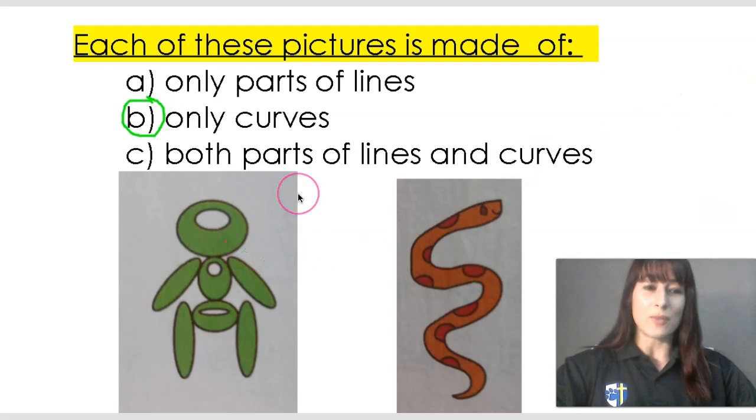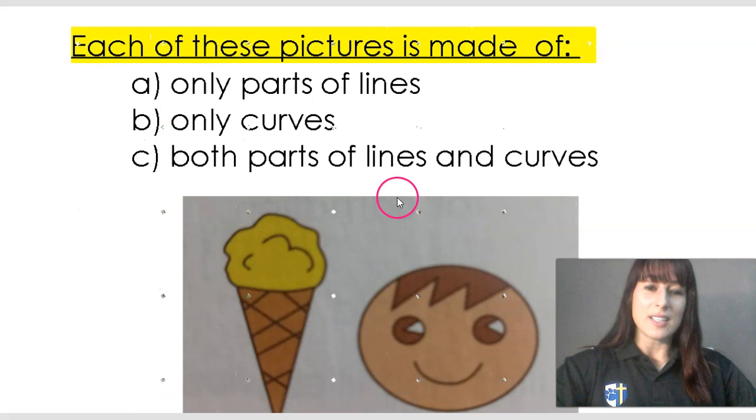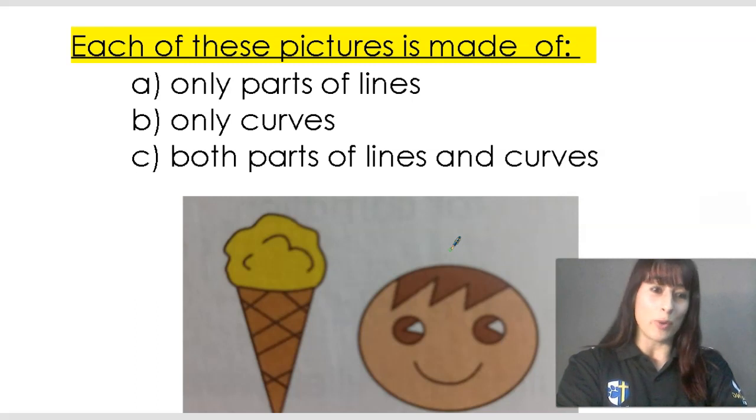Let's look at another set of two pictures that I have and see if we can decide if these have parts of lines, only curves, or both. Okay, so this one has here a part of a line, another part of a line here, another part of a line here, and then I have here curves. So I could say that these two pictures are made of both parts of lines and curves.